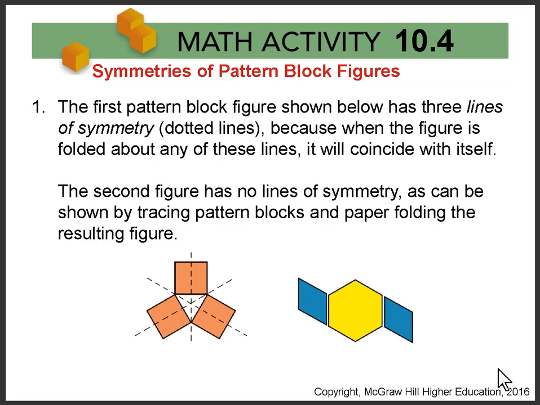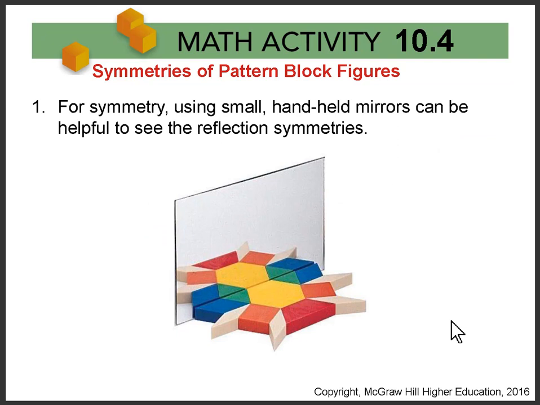In question 1, in the first figure, this pattern block figure has 3 lines of symmetry marked with these dotted lines. If I fold the figure across each of these lines, it will coincide with itself. The second figure, if I cut it out and fold it, no matter where I fold it, it won't exactly match up with the other half. It has no lines of symmetry. You'll find a mirror handy for seeing and observing lines of symmetry in pattern block figures. You can also call these reflection symmetries.